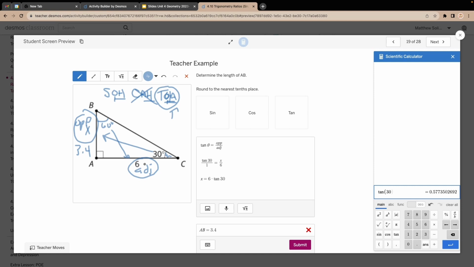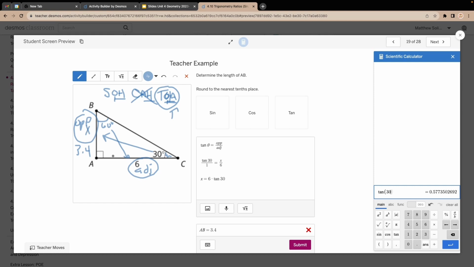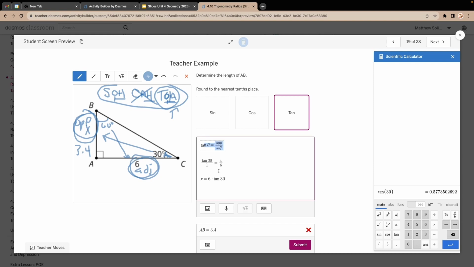That's all that's happening. So a couple things to remember. We want to make sure we label our sides, which one we're trying to find and which one we know, using our reference angle. Then we want to figure out, using SOHCAHTOA, am I going to use sine, cosine, or tangent? This one was tangent because we wanted to find the opposite and we had the adjacent. Then you just set it up and cross multiply to solve for x.